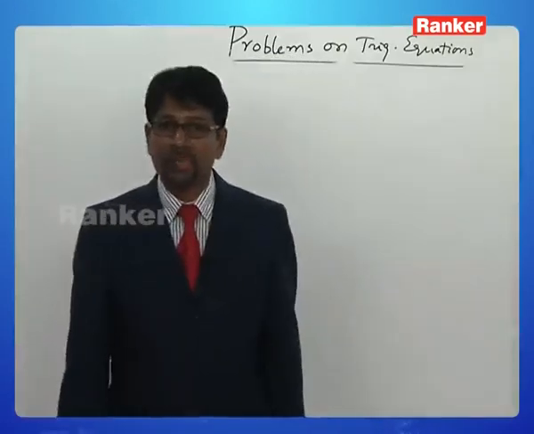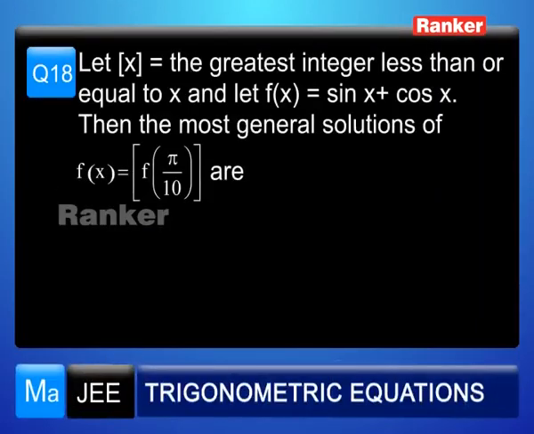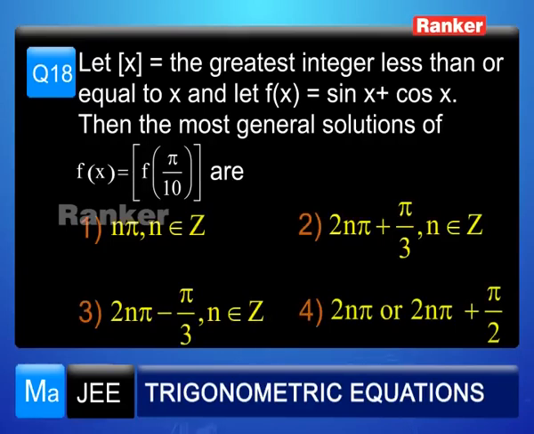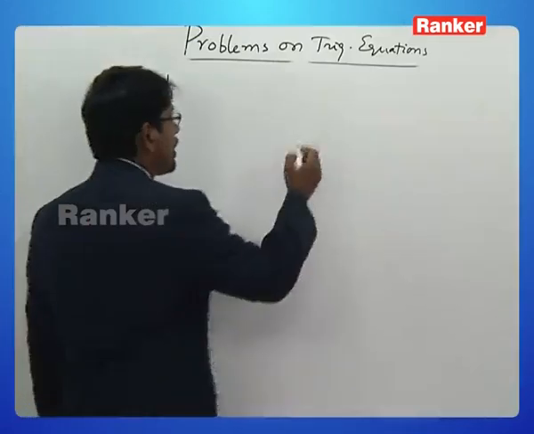Okay, let bracket of x be the greatest integer less than or equal to x, and let f of x be sin x plus cos x. The most general solutions of f of x equal to bracket of f of pi by 10 are: option 1, n pi, n any integer. Second option, 2n pi plus pi by 3, n any integer. Third option, 2n pi minus pi by 3, n any integer. Fourth option, 2n pi or 2n pi plus pi by 2. Let's look at this.